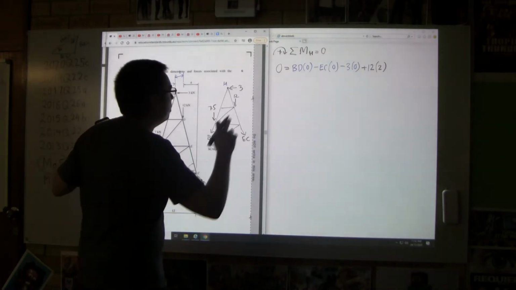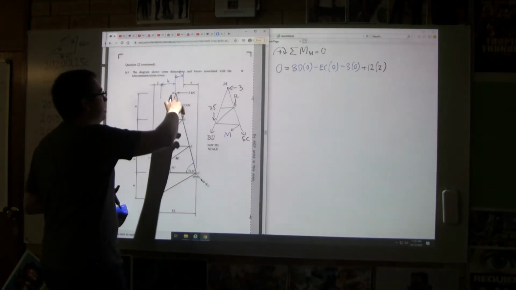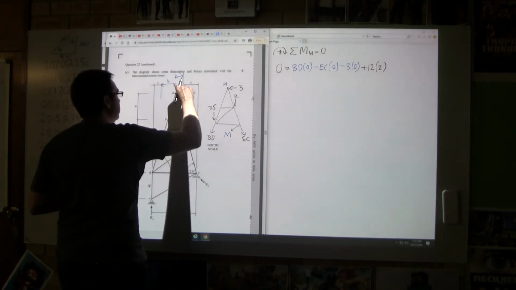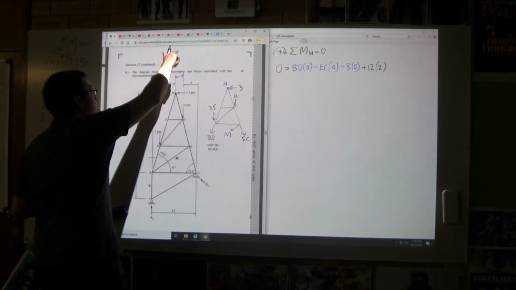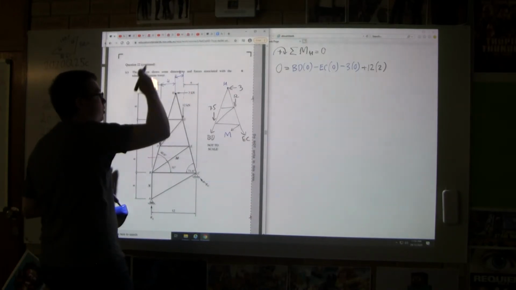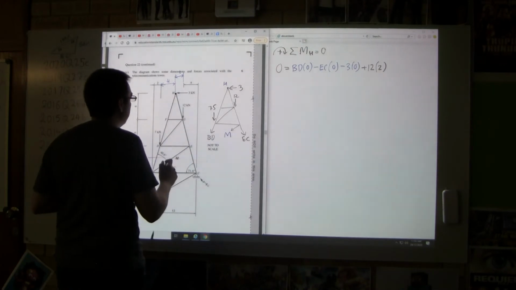Okay. Now, I've written plus there. I've jumped the gun. I've written plus, and that's because we're saying, well, from point H, this 12 is going down. And when it's going down, that's going to go clockwise. It's a clockwise movement. So I've written that as plus, because we've said clockwise is positive.